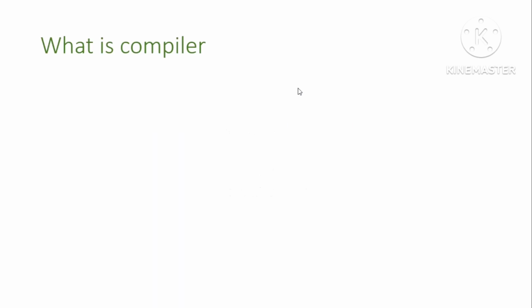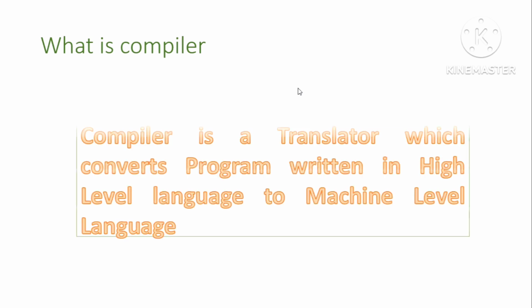To start, what is meant by a compiler? A compiler is a software. It's also a program which acts like a translator. A compiler is a translator which converts a program written in high level language to machine level language.